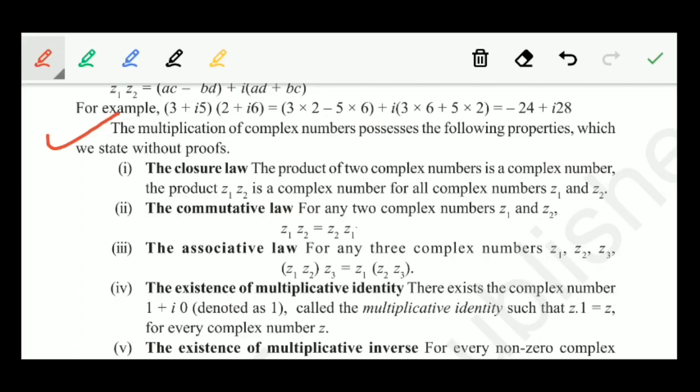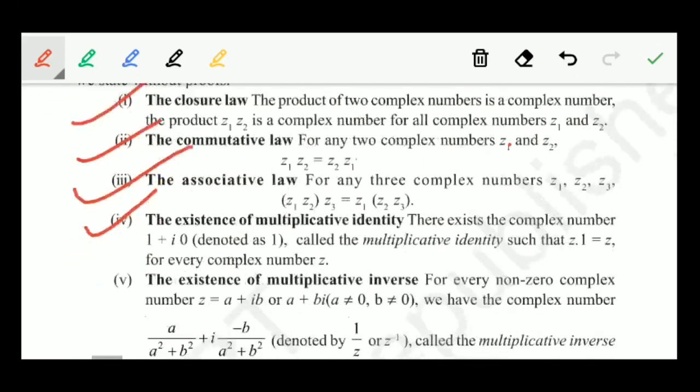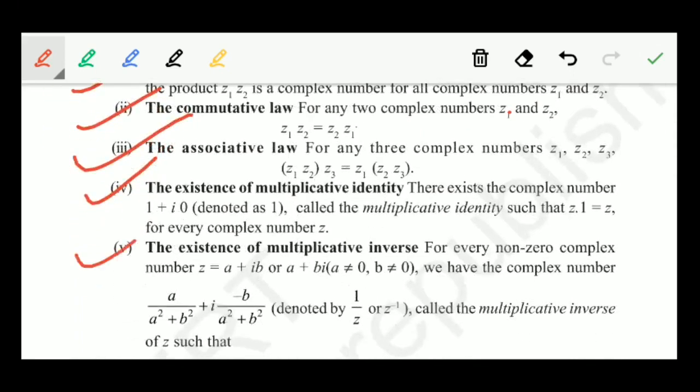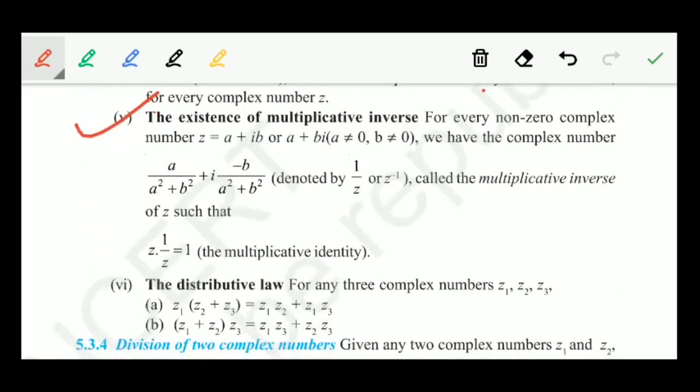Now, the multiplication of complex numbers possesses the following properties, which we state without proofs. The first one is closure law, second is commutative law, then associative law, the existence of the multiplicative identity, and the next is the existence of a multiplicative inverse. It is very important. And then the next one is distributive law. So these are the properties for multiplication of complex numbers.